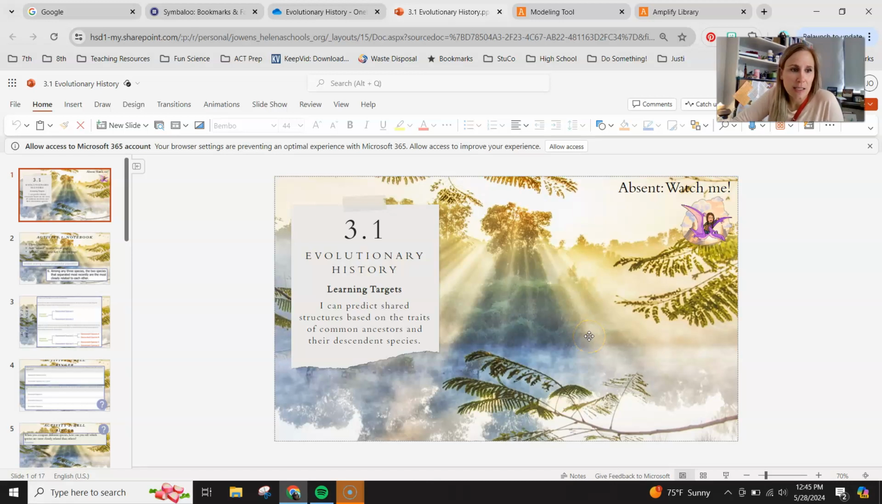Okay, 7th graders, today's assignment is 3.1 Evolutionary History, and your learning target: I can predict shared structures based on the traits of common ancestors and their descendant species. So we're going to do a little prediction of shared structures this time. Okay?